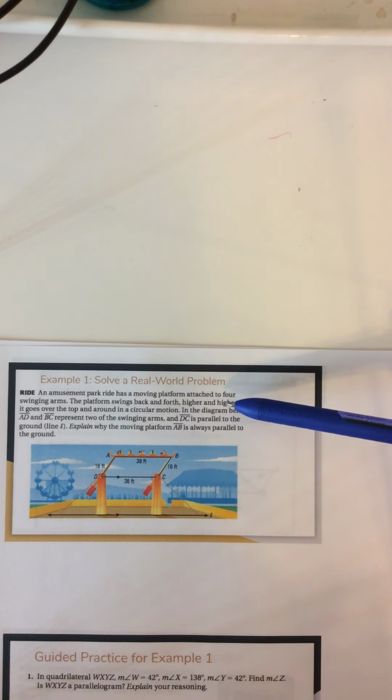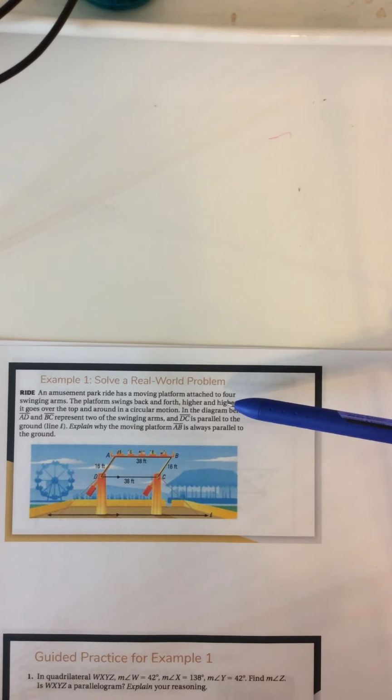And then DC is parallel to the ground. So we know that this base right here, DC, is parallel to line L right there. We know that. They told us that. We can draw in our little arrows. We're good to go. They want us to explain why the moving platform AB, so why the actual seats of the ride, is always parallel to the ground, line L.